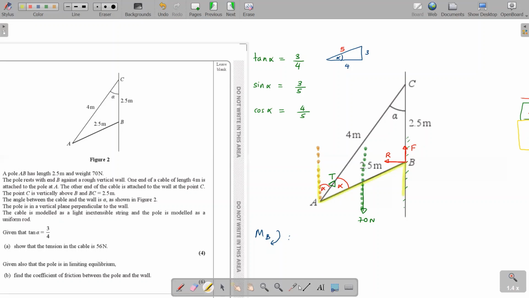And then I could use alternate angles from here over to here. Just have a look at this. Do you see the letter Z at this point? Which means what? This angle will be how much? 2 alpha. So now I can get the perpendicular distance from 70 Newton to point B.